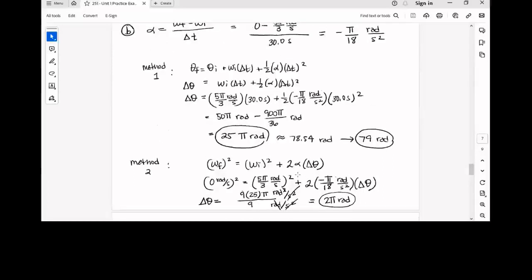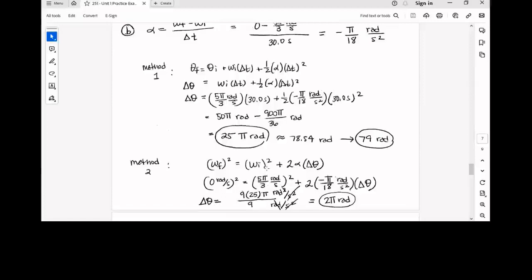We also have enough to figure out what delta theta is using the time-independent kinematic equation. So the final angular velocity squared is equal to the initial angular velocity squared plus 2 times the angular acceleration times the angular displacement, delta theta. I know all of these values. I also know that alpha is a negative value.